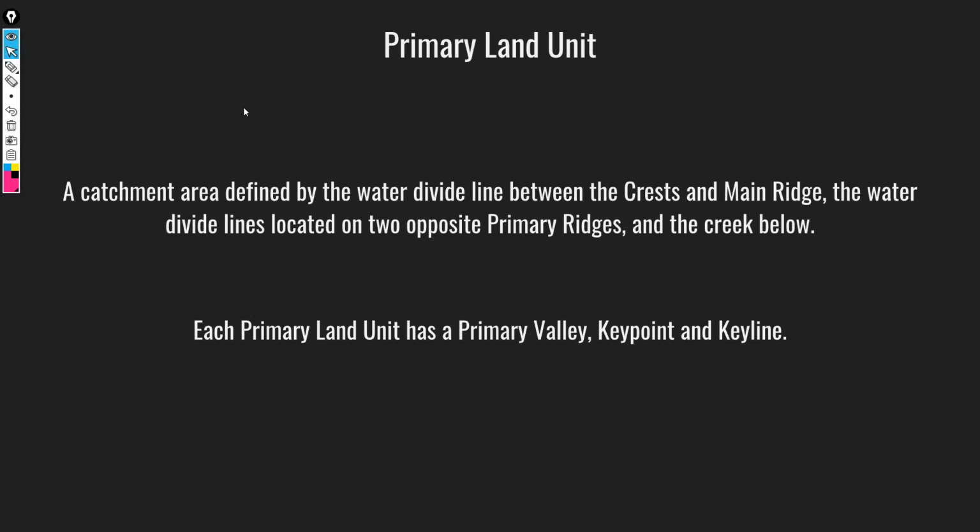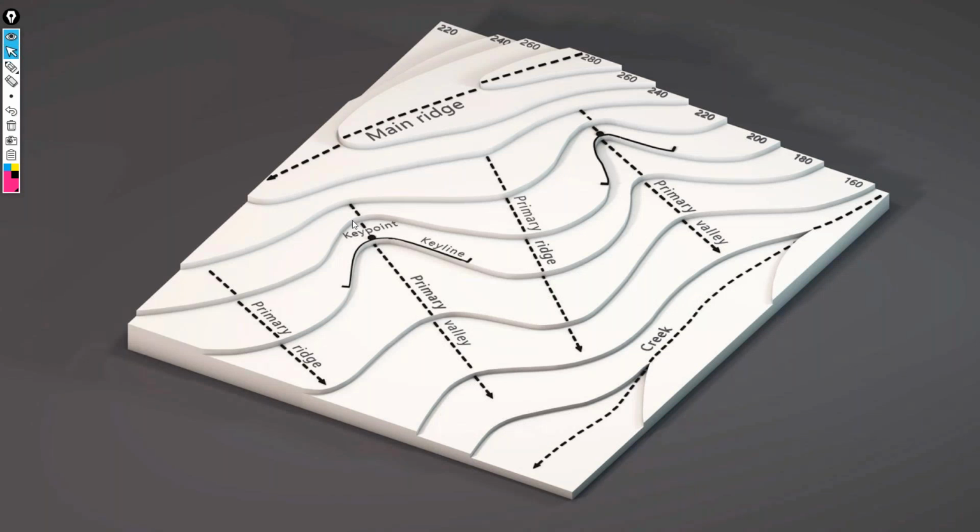The actual definition of a primary land unit is a catchment area defined by the water divide line between the crests and main ridge. The water divide line is located on two opposite primary ridges and the creek below. So each primary land unit should always have a primary valley, key point, and key line. So just to go back to the illustration, a primary land unit in this case would be this area.